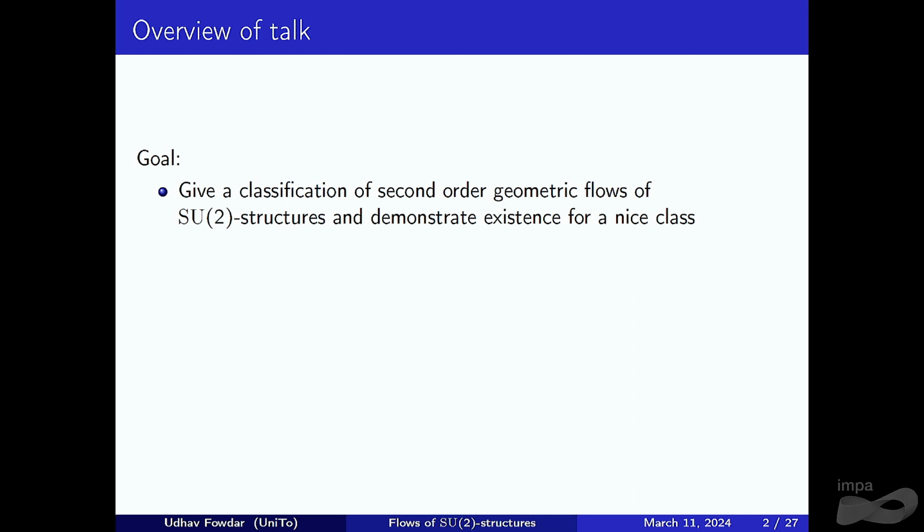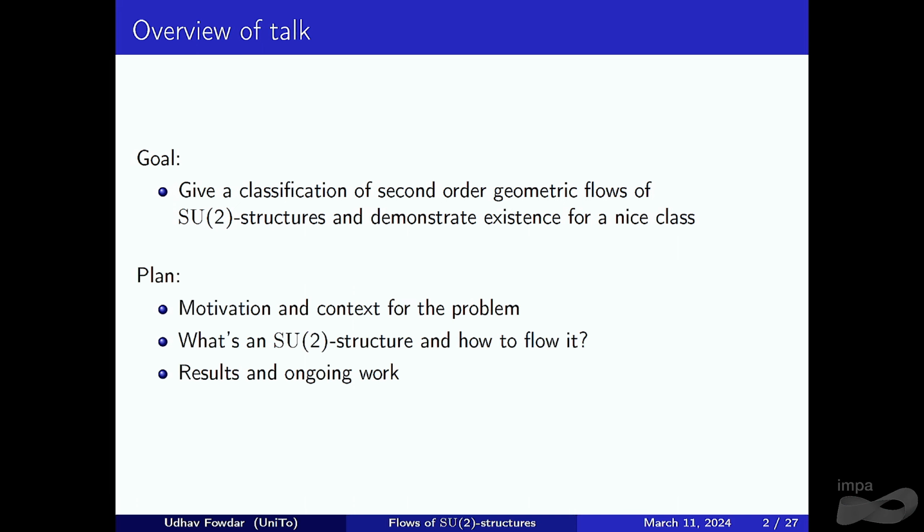Okay, so that's our main goal, and the plan for the talk is roughly as follows. First, I want to give you some motivation and context for the problem, so why we're looking at this problem, what we hope to achieve. Then I'll tell you what an SU2 structure is and how we would like to flow it. Then I'll tell you about the results we have at the moment and what we are still trying to do and what we would like to do next after this.